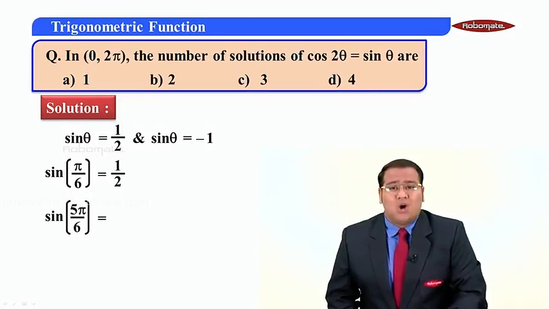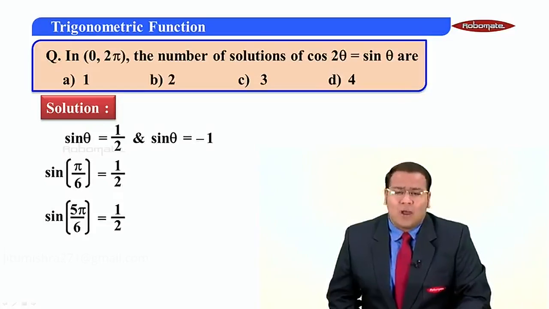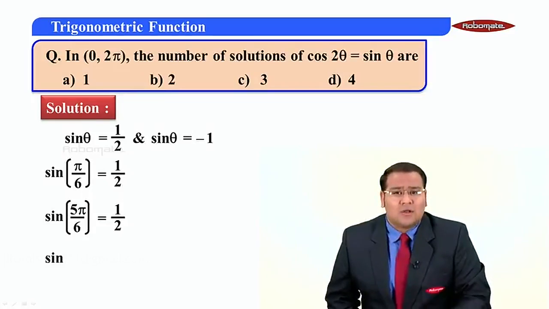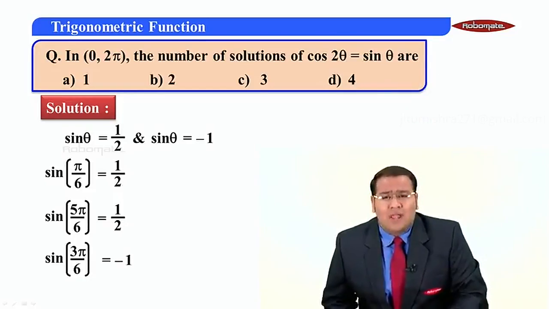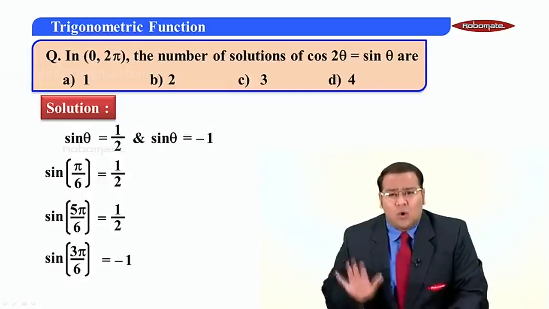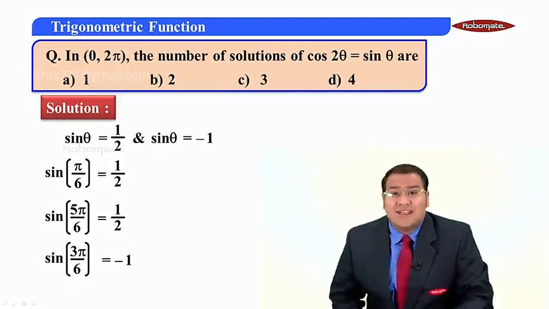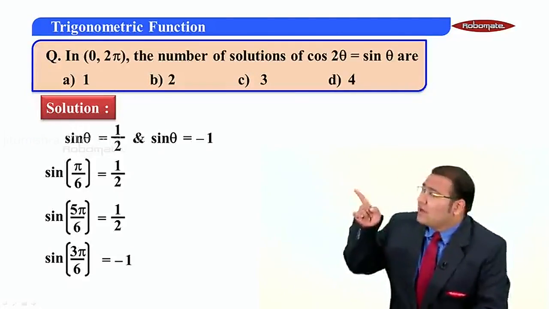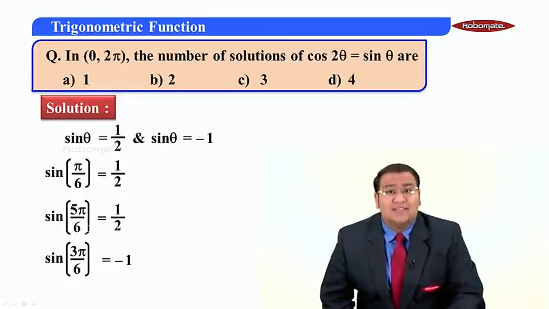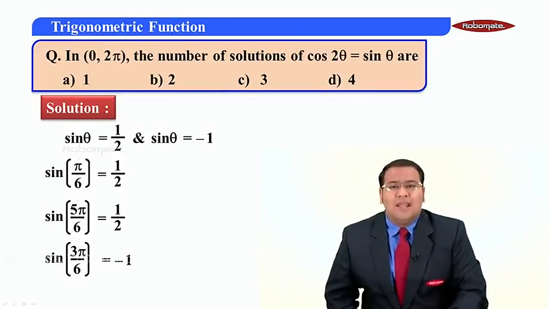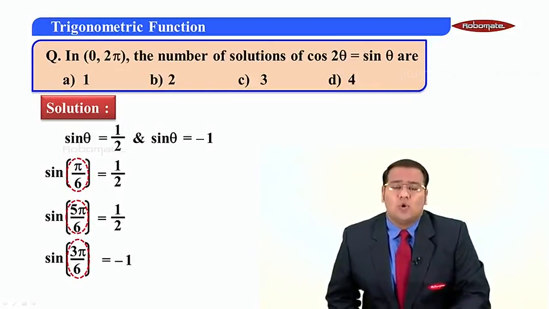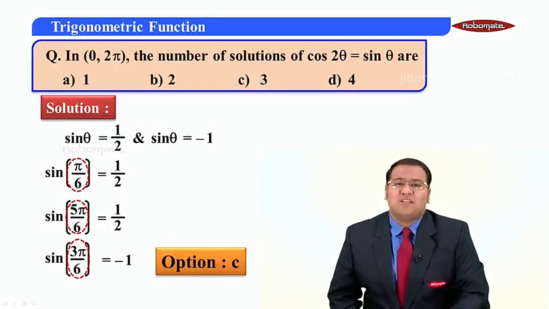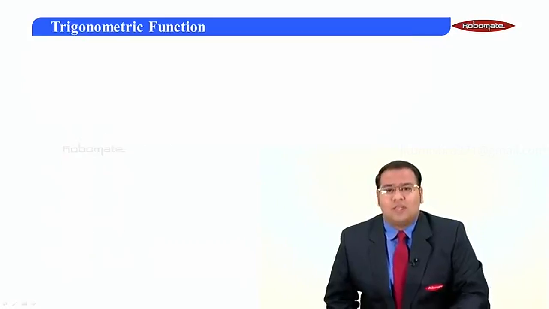Also, we know sin of 5 pi by 6 is 1 by 2. But after this, we know sin of 3 pi by 2 is minus 1. You might be wondering why we are considering only this many values. The reason is, check the question. Yes, it has asked in the range 0 to 2 pi. So only these are the values which are in the range of 0 to 2 pi. And hence option C, that is 1, 2 and 3.